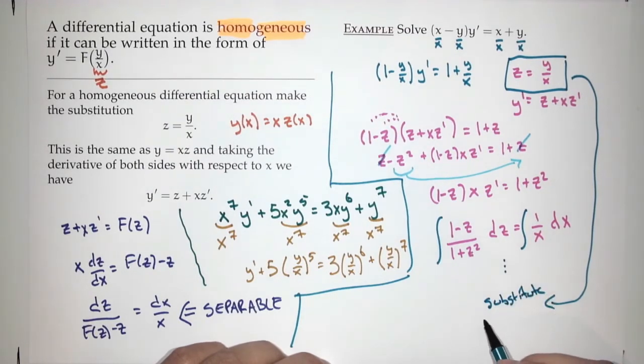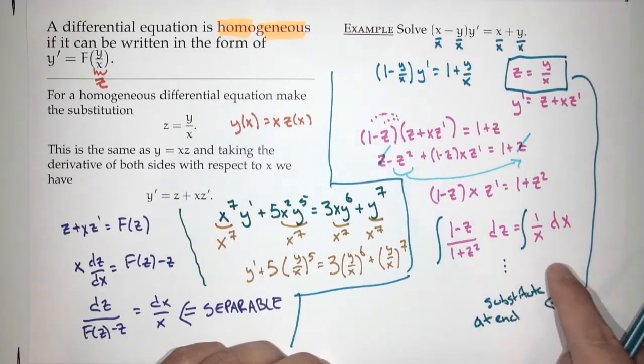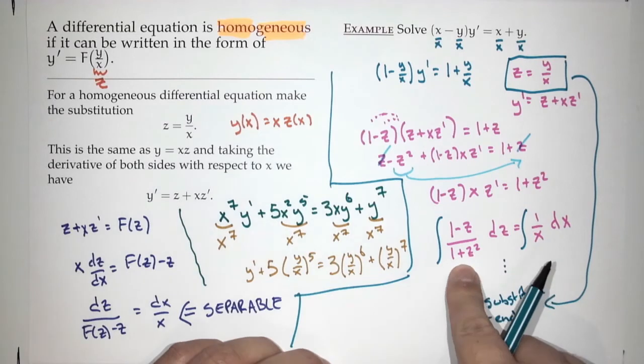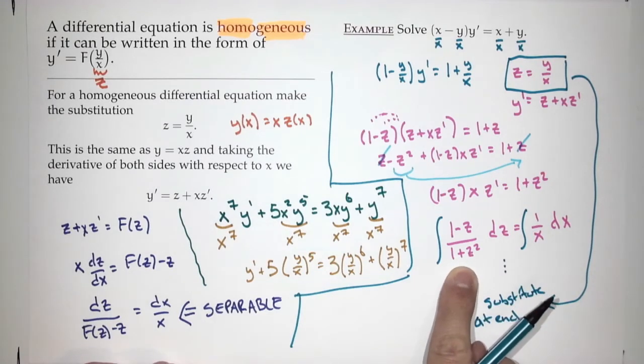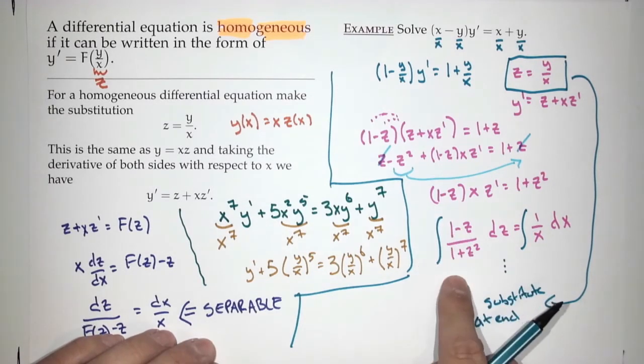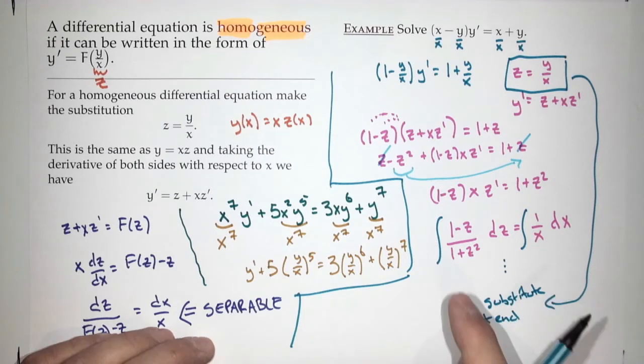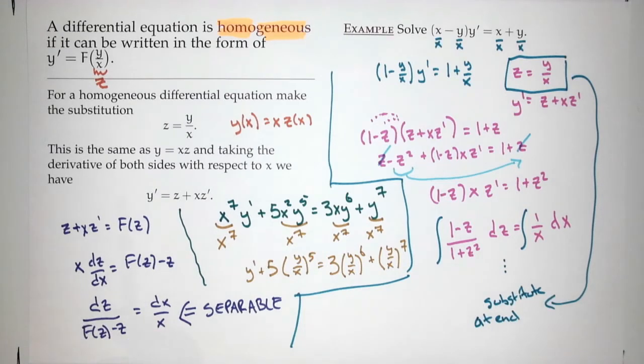Now, the integrals themselves aren't terrible, but they're not trivial. 1 over x is straightforward. How would you integrate this left-hand side? Split it up. 1 over 1 plus z squared becomes arctangent. Good. Z over 1 plus z squared, you use substitution, and you'll be fine. It turns out to be 1/2 log of 1 plus z squared when you integrate.